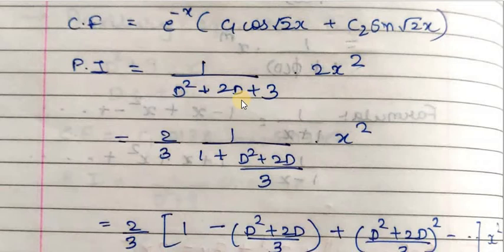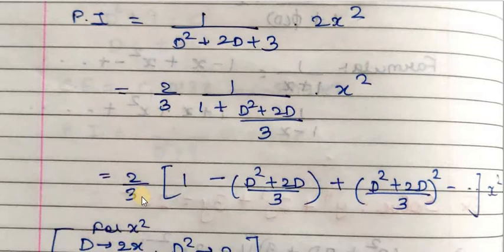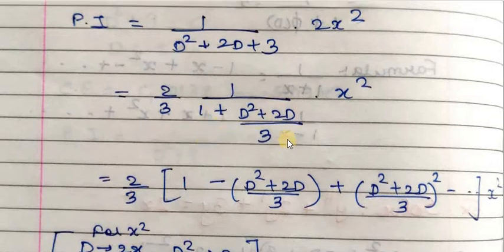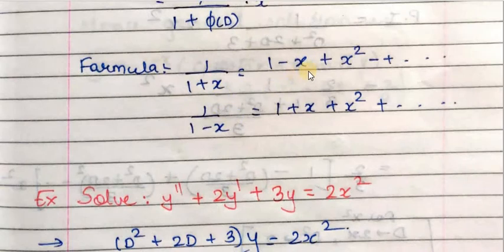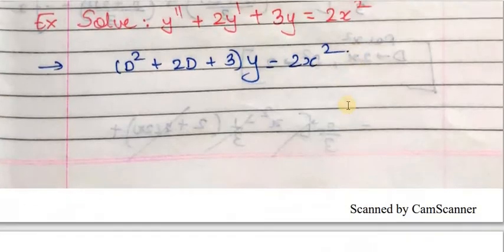Okay, so from that you will get 1 plus phi d. Taking 3 common, 3 by 3 is 1 plus (d square plus 2d by 3) into x square. Okay, so 2 by 3. Now this is 1 over 1 plus x, so writing 1 over 1 plus x as (1 plus x) the whole raised to minus 1, and applying the formula of (1 plus x) the whole raised to minus 1, that is this one: 1 minus x plus x square and so on.